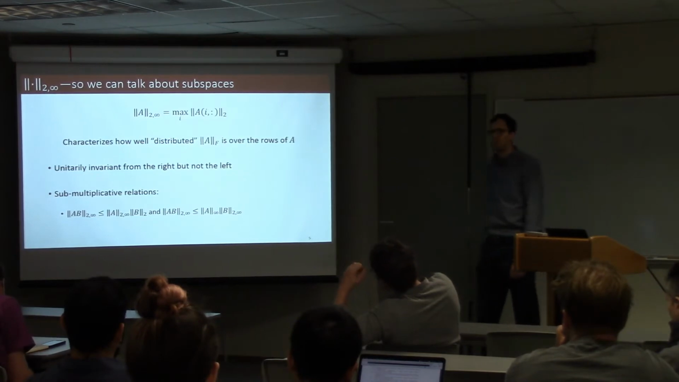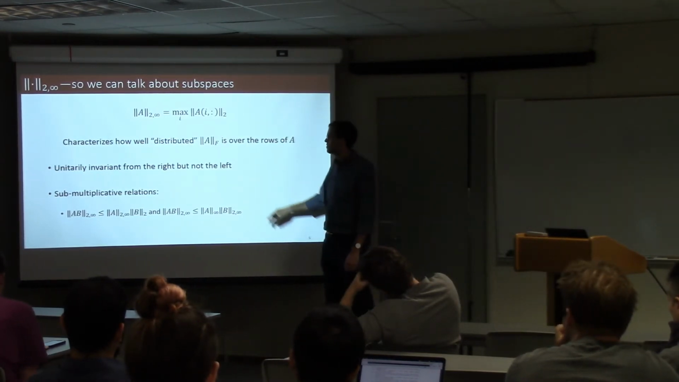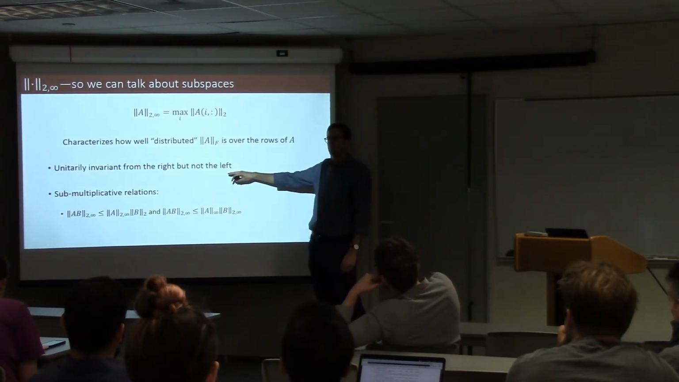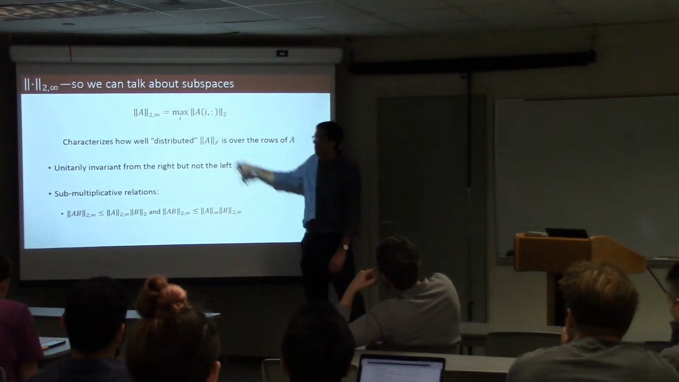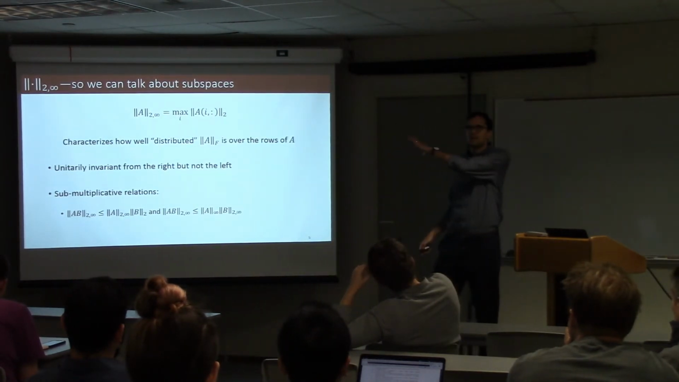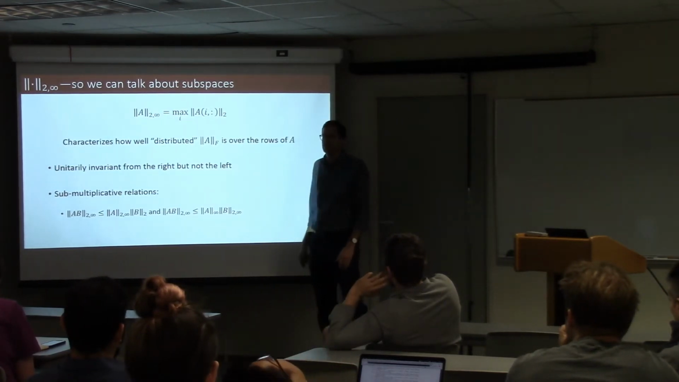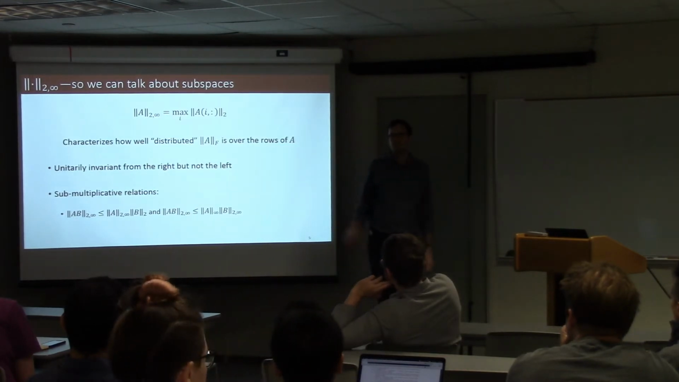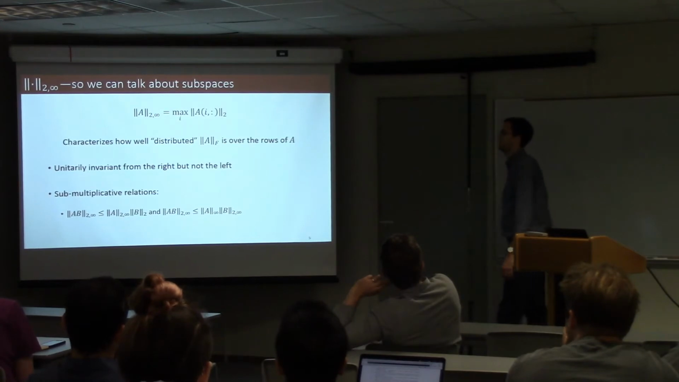An important point, and part of what makes this fun and interesting and technically exciting, is that this norm has some nice properties, but not all of the ones we would like. In particular, if I multiply my matrix A by an orthogonal matrix from the right, this norm doesn't change. Because I just rotate every row, the 2 norms of the rows stay the same. But it's not unitarily invariant from the left. It's invariant under signed permutations from the left, but not unitarily invariant, okay?